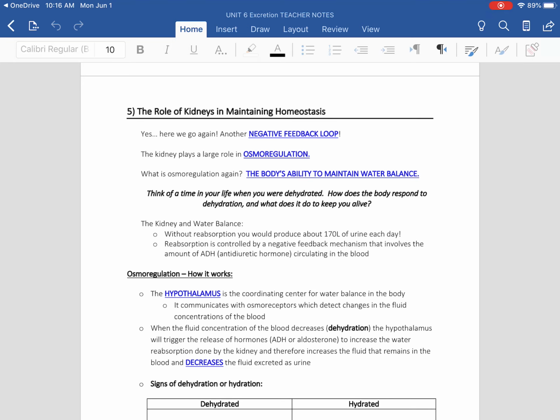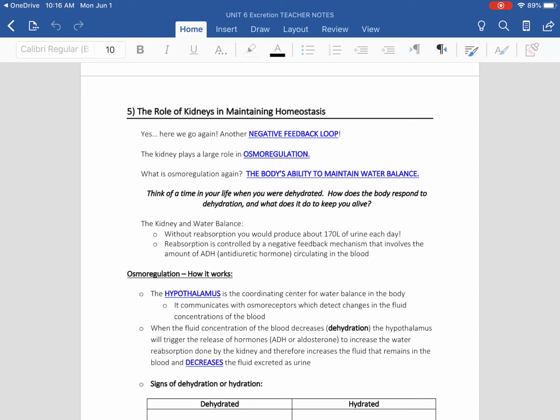So at this point, you should be well into your excretion unit, and I'm going to be doing this lesson on homeostasis and the role of kidneys in maintaining homeostasis. Now, I'm going to trust that you can read the notes by yourself, but I'm going to be reviewing the feedback loops involved with ADH and aldosterone.